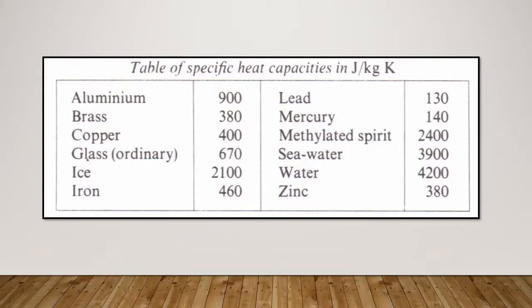Okay, what you are watching now is a table of specific heat capacities. You focus on water here. The specific heat capacity of water is 4,200. So the water has a high value of specific heat capacity, and the water can absorb a large amount of heat with a small increase in temperature. That's why water is very suitable to use as a cooling agent in a radiator of a vehicle.